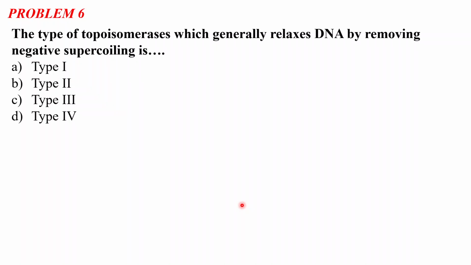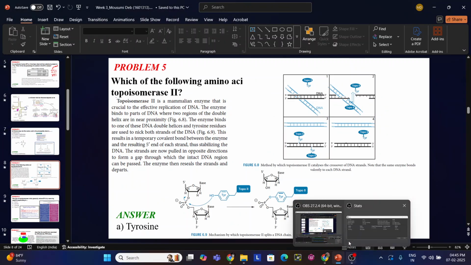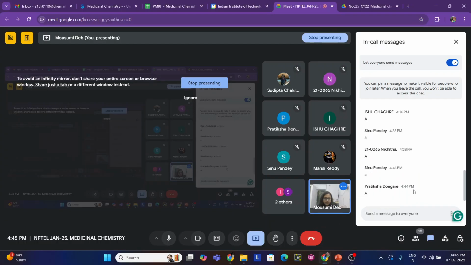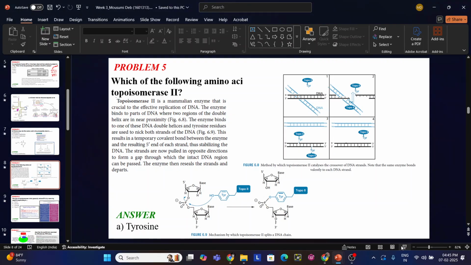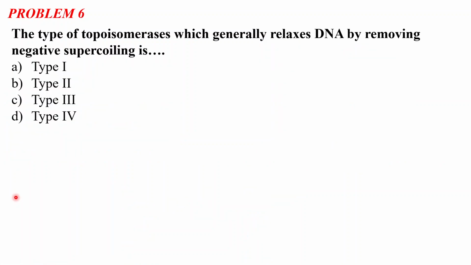So the type of topoisomerase which generally relaxes the DNA by removing negative supercoiling is, let me check the chat box. Okay, I have received 2 answers. Both are saying it is number A. Let me check if number A is the correct answer or not. Yes, number A is the correct one. Type 1 topoisomerase generally relaxes the DNA by removing the negative supercoiling.